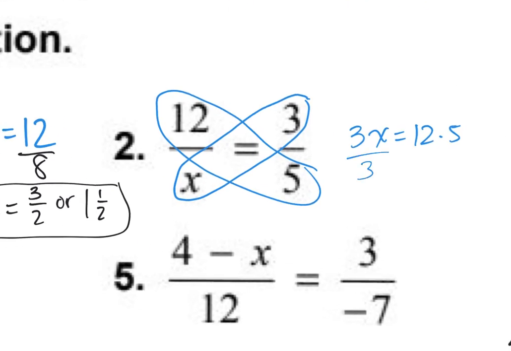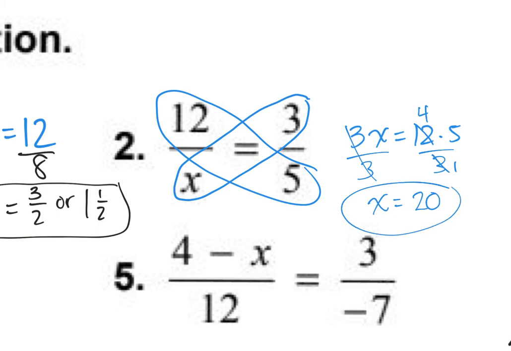When I divide by 3, we're going to get x equals, does 3 cancel out with 12? Yeah. What's the common factor? Well, this is 3, this becomes 1. What does the 12 become? 4. What's 4 times 5? 20. X equals 20.